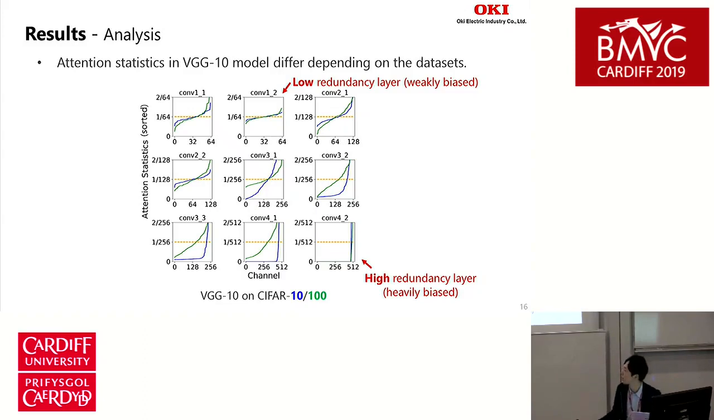You mean, how about the deeper model? I tried the ResNet 15 model, and the distributions, the difference from the uniformly biased distribution, we confirmed. It's difficult to explain this. Sorry.